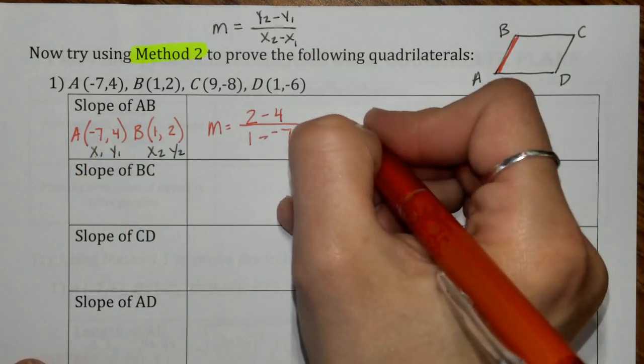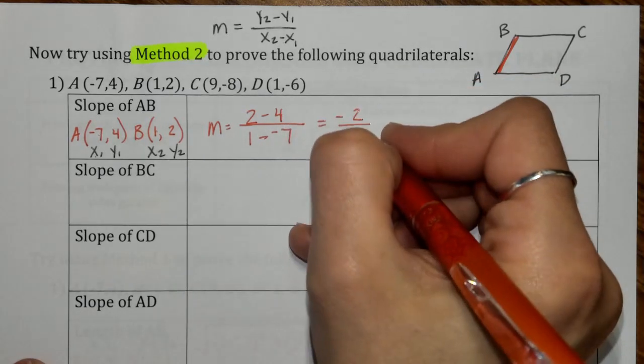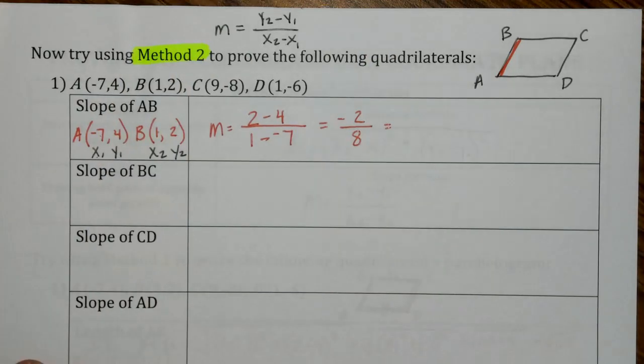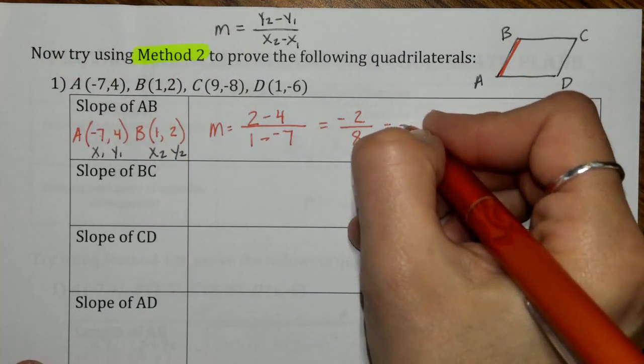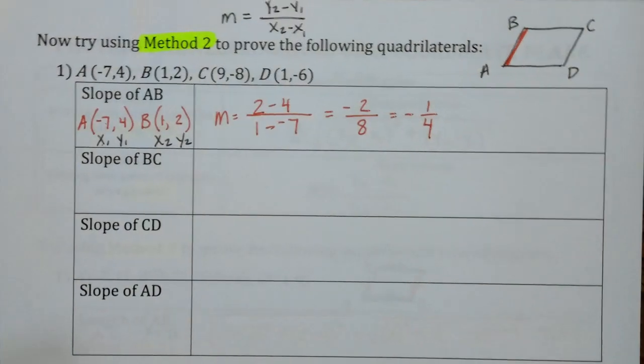When we solve the top, we're going to wind up with a negative 2. When we solve the bottom, we're going to wind up with a positive 8. When we simplify this, this is going to come out to a negative 1/4. Okay, so there's the slope.